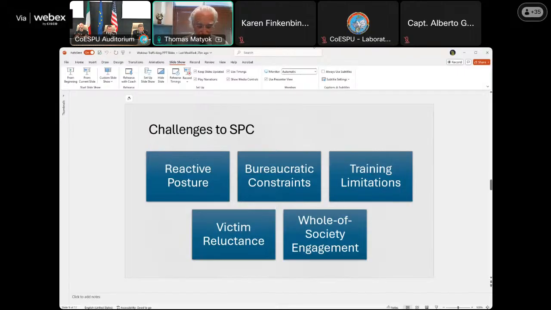We are challenged to focus on whole of society engagement in addressing human trafficking, but individual citizens are left out of the equation. You can see here observations from the June Human Security Conference, where we identified some of the challenges faced by the stability police community in addressing human trafficking: the reactive posture, the bureaucratic constraints, the victim reluctance, the failure of whole of society engagement, where stability police at times can feel as though they're running behind these trafficking entrepreneurs, and this is where I mentioned that aspect of looking at it from a marketing perspective as well.